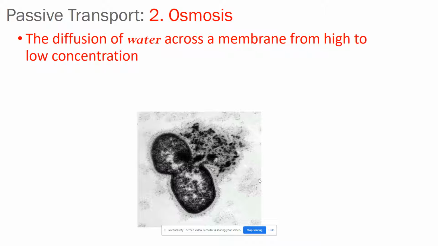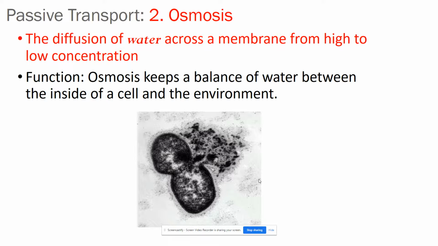And the reason our cells need to do this is to keep a water balance inside and outside of the cell, the proper water balance. Remember, this keeping a balance of different things is called homeostasis. So again, homeostasis is what we're trying to do here.